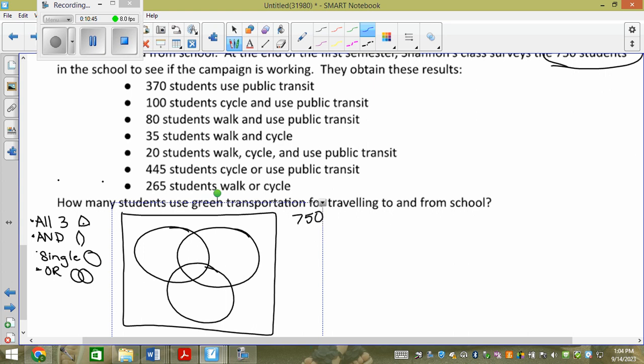It's the very last one I'm going to touch, right? And 265 students walked or cycled, again, snowman, very last one I'm going to touch. So we have to start from the inside out because we have to subtract as we work our way out. So what are our options? We have public transit, cycling, and walking. So I'm going to do public transit. Cycle. Walk.